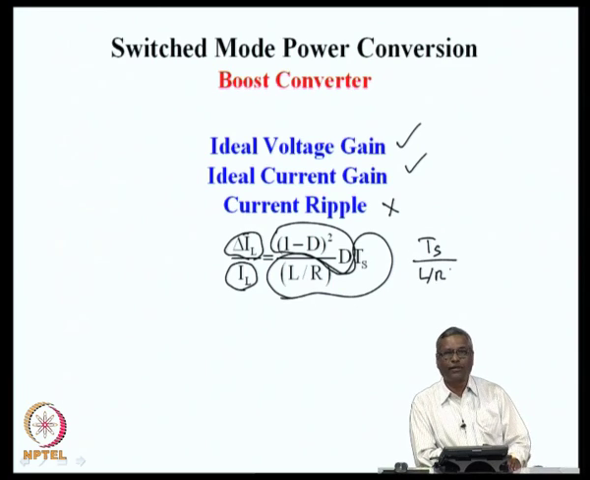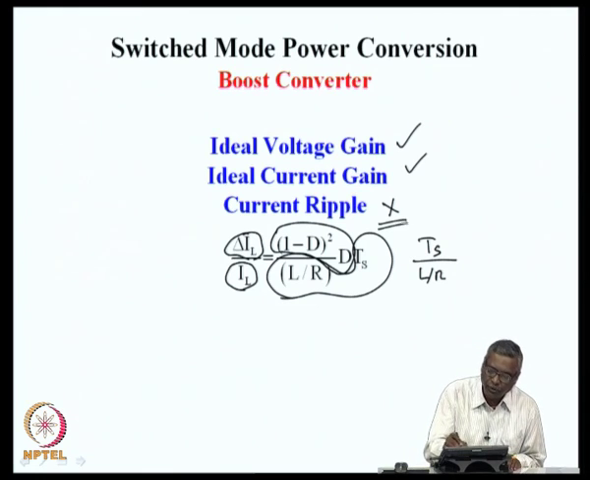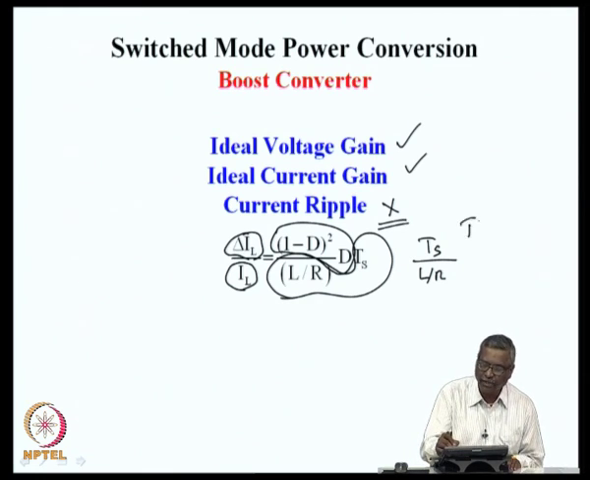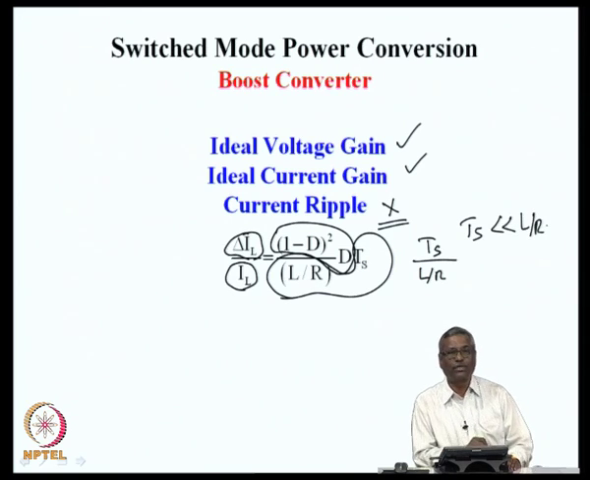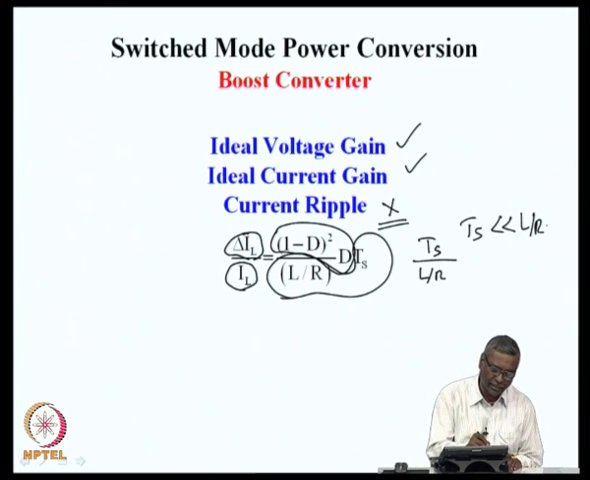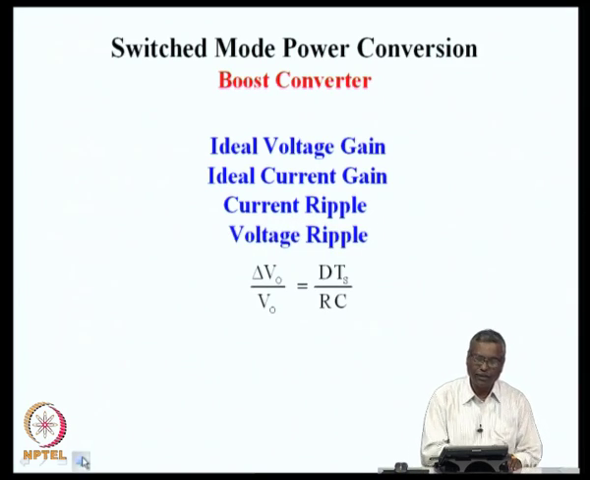The switching period divided by the L by R time constant of the converter, and if we want this current ripple to be very small, we have to make Ts very much less compared to L by R. This also is something which we had seen in the previous converter, and we see that appearing again in this converter also.